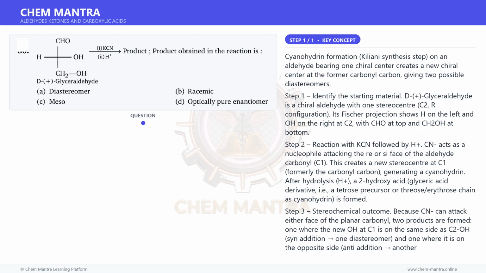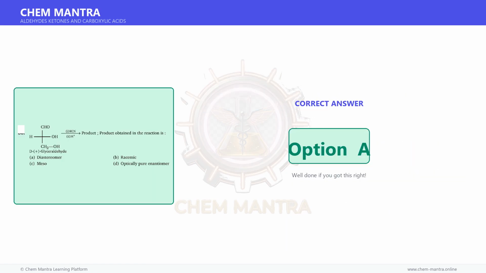Step 5. Conclusion. The two cyanohydrin and subsequently hydroxy acid products formed are diastereomers of each other, analogous to erythrose and threose in the Kiliani synthesis of glucose. Therefore, the correct answer is option A.